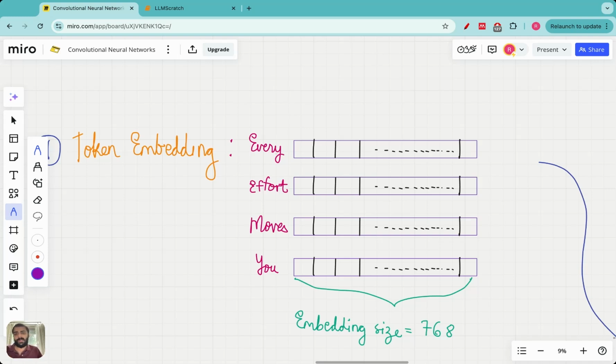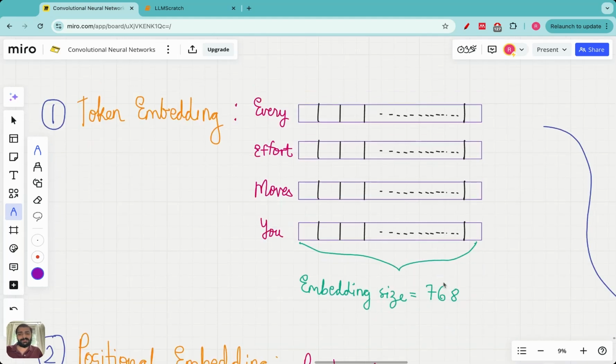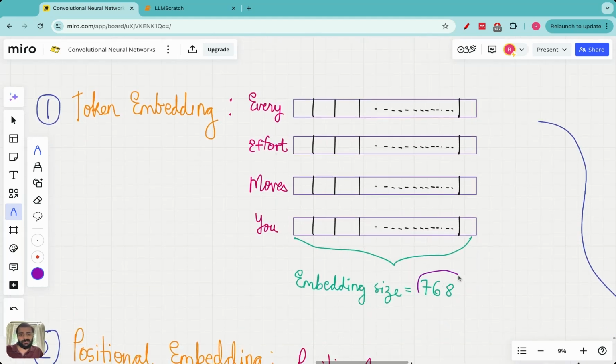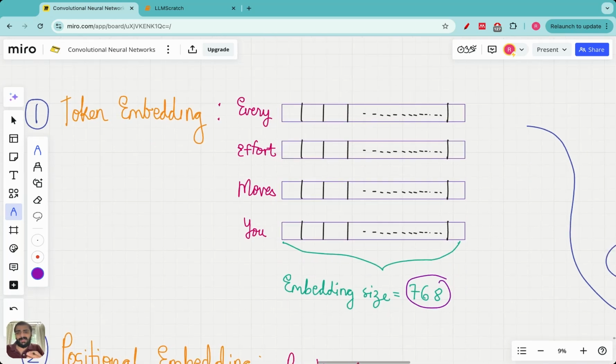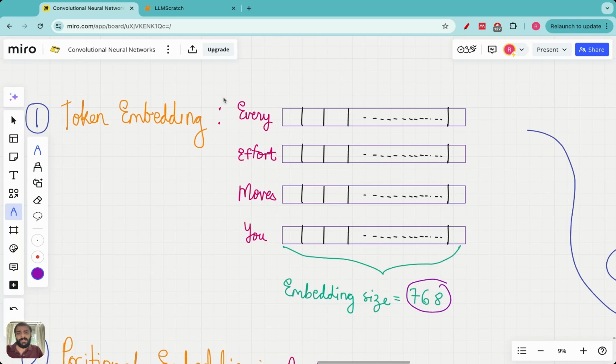So the first step is to convert every input token into a token embedding vector and to decide an embedding size. We are using an embedding size of 768, because that was the embedding size used for the smallest GPT-2 model when it came out. So "every", which is the first token, is now encoded as a 768-dimensional vector over here. "Effort", the second token, is also encoded as a 768-dimensional vector. "Moves", the third token, is encoded as a 768-dimensional vector. And "you", the fourth token, is also encoded as a 768-dimensional vector.